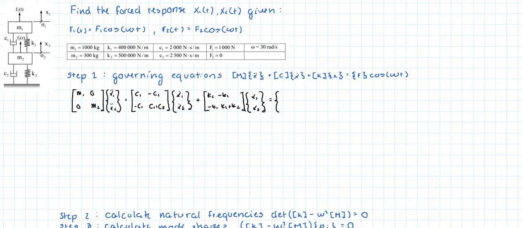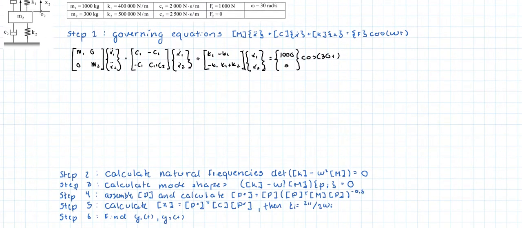Alright, so in the right hand side, the vector holds the amplitude values for the external force. So we have 1000 and 0, and then we have the cosine of the excitation frequency 30t. Okay, we're going to substitute in the values. So we're going to get 10 to the second power times 10, 0, 0, 3.